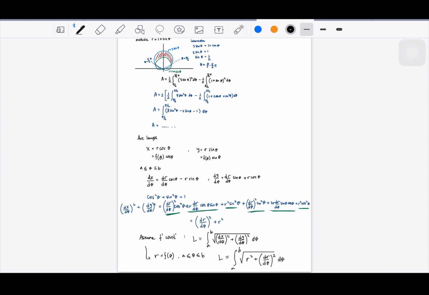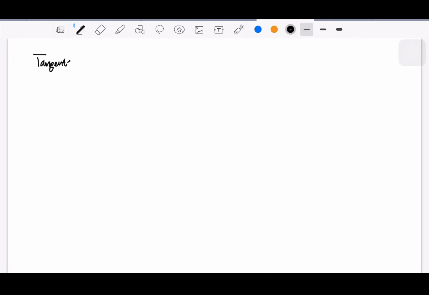Okay. So let me continue a little bit with the small section on tangents in polar. Remember that we can write our x and y in terms of r and theta. We can convert Cartesian to polar. We can write r in terms of a function of theta. So this is what we can write.